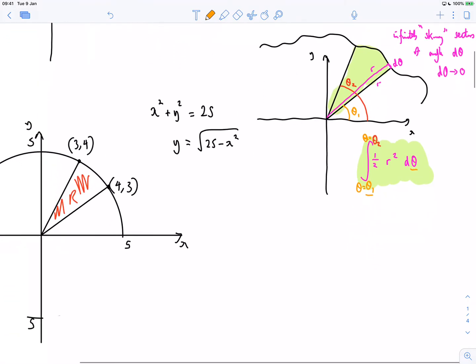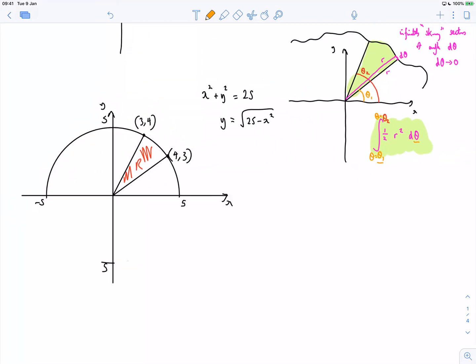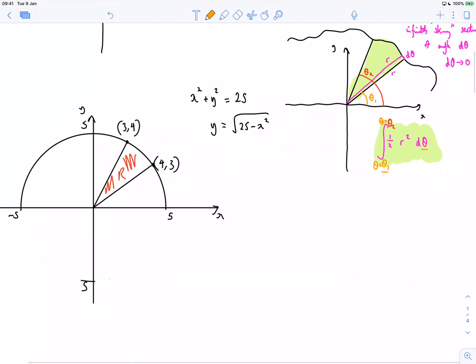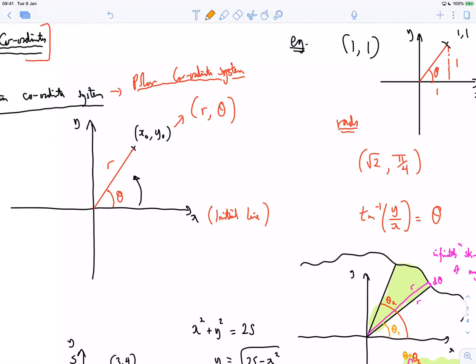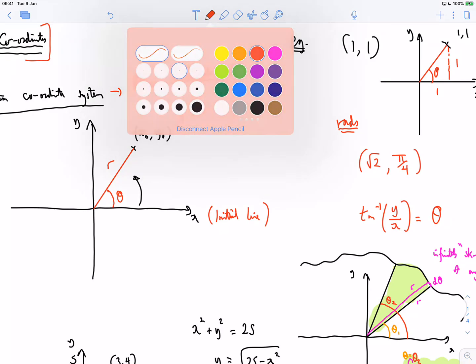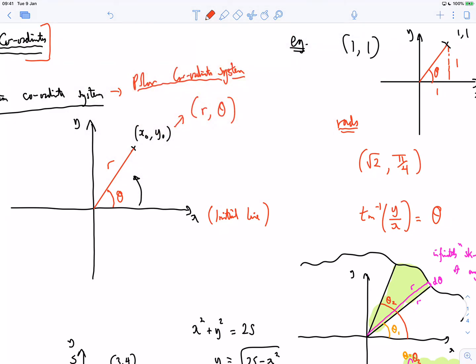So if I was to go over to here, let's think about how I would do this. Well, in general, if I look back over to here, what have I got? If I drop a perpendicular down, do you agree that this y is the same as r sine theta? And do you agree that x in general is the same as r cosine theta?